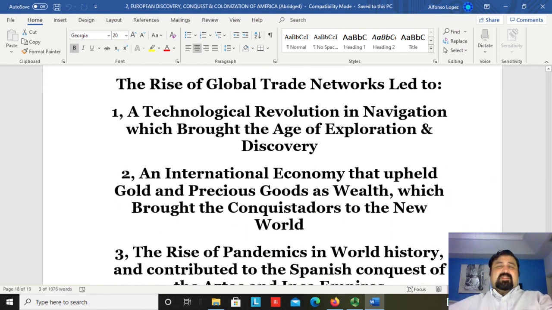We learned that the rise of global trade networks back in the 1200s and 1300s, this is very key. Those trading networks led to a technological revolution in navigation. When there was long distance trade and commercial exchange between the Europeans and the peoples of the Middle East, India and China, people wanted to accelerate the pace of trade. Because of the ideas that were exchanged in this process of trading goods back and forth, that led to new technologies. The Portuguese particularly were able to create, in the 1300s and 1400s, navigation technologies that brought the age of exploration and discovery.